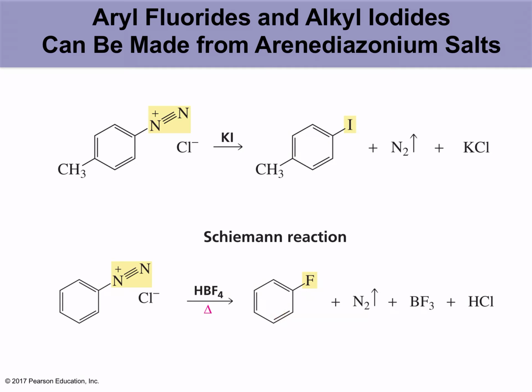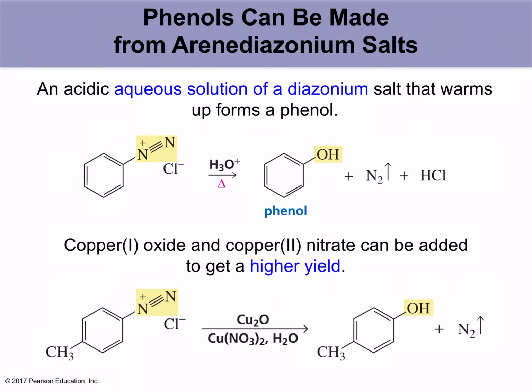Fluorides and aryl iodides can be made from arenediazonium salts. And then the phenols also can be made from arenediazonium salts. You see the advantage? There are so many different reactions that we can do. So the diazonium salt, you heat it with acid. Then this will be replaced with OH, and can form phenol.